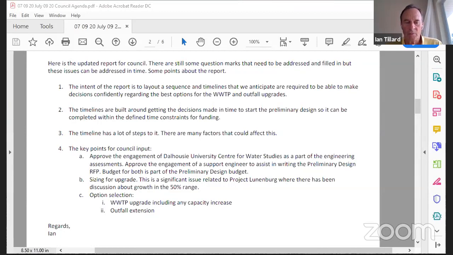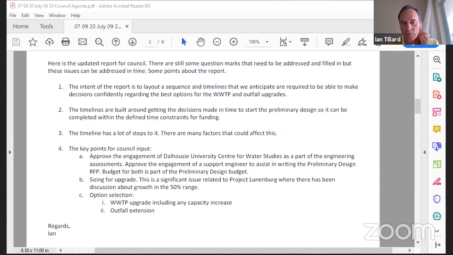A really important topic, at least from our point of view, I guess the engineering point of view, is sizing for the upgrade. The plant is at capacity now. And when we look through the Project Lunenburg initiative and see the sort of language in there regarding looking at 50% growth in town population, to the engineering world, that's a massive impact on what ultimately the plant can look like. That is a significant change to the direction that we're in right now, put it that way. And then ultimately the option selection would be related to what our final selection will be for the plant upgrades, including how we address capacity increase if that is to be accommodated, as well as the outfall extension.